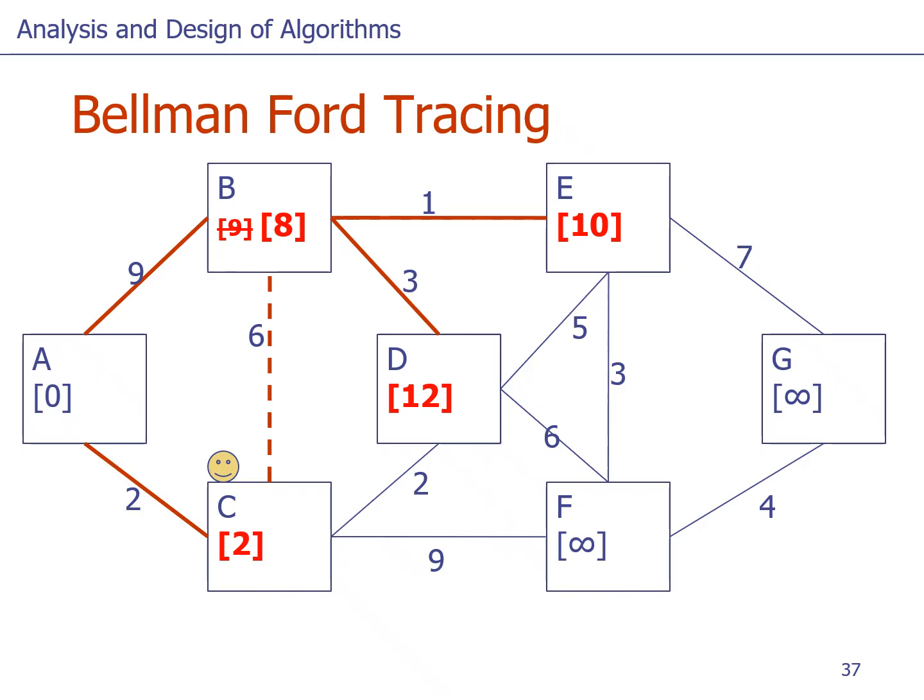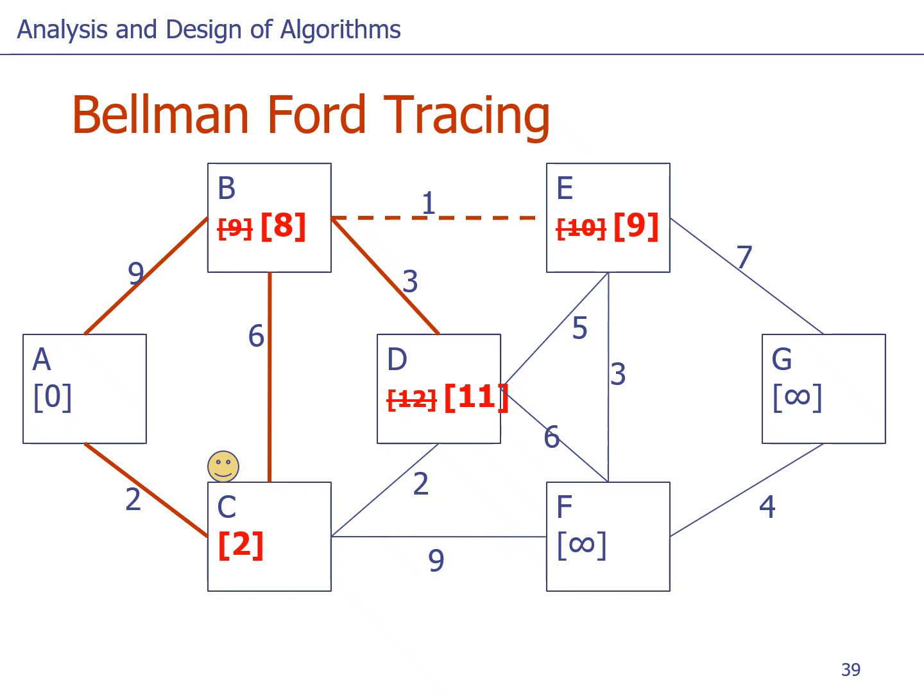But remember, I have actually used this cost in calculating the shortest distance to E and D, since they are connected to B. So I'm going to update their numbers as well. I will calculate the difference between the two. I will subtract a 1 from 10 and a 1 from the 12 in the D. So you see here the D has become 11 and the E will become 9.